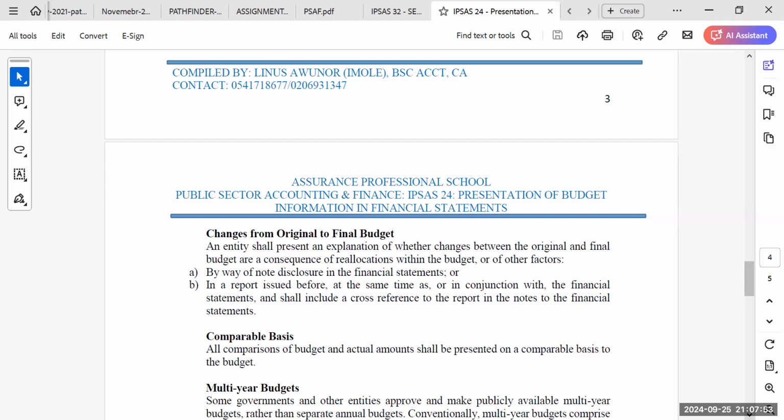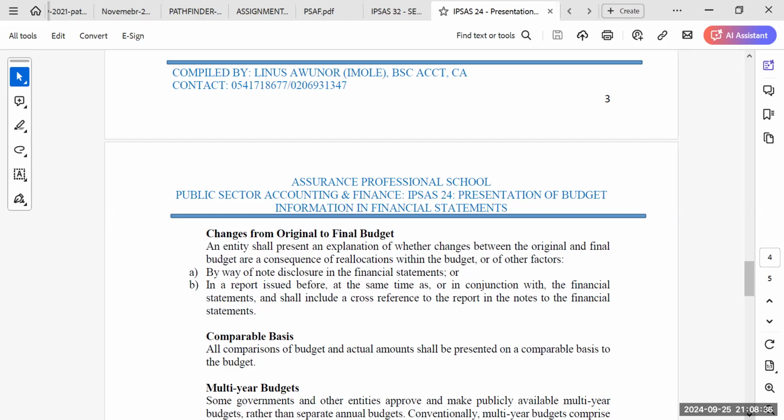So if there is any difference between the original budget and the final budget, the entity has to be able to tell whether the changes are a result of reallocation. We look at the environment. Although the environment is not going to have any effect on the total amount, the expenditure will still be the same, but on the individual items it is going to be different. So if goods and services were 10,000, we have now transferred 5,000 of the goods and services to compensation. It means goods and services will now be 5,000 and compensation will now be 15,000 or something. But at the end of the day, the expenditure will still be the same.